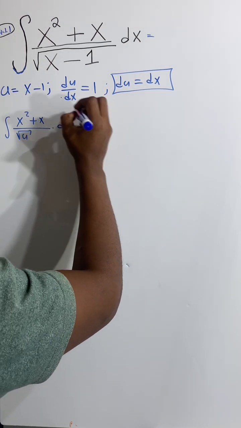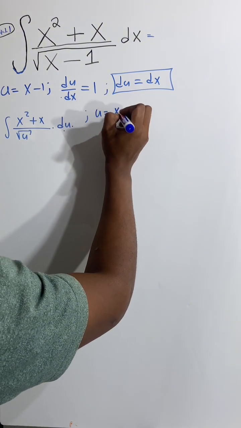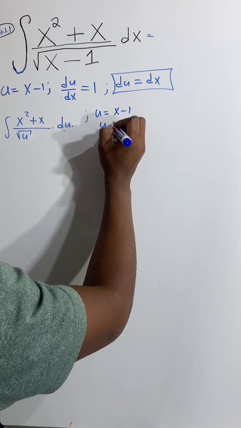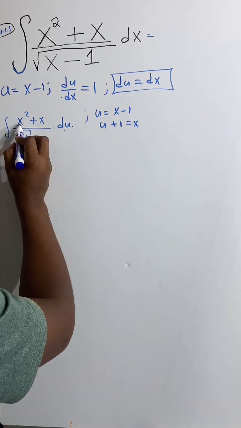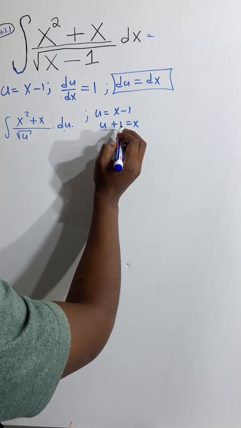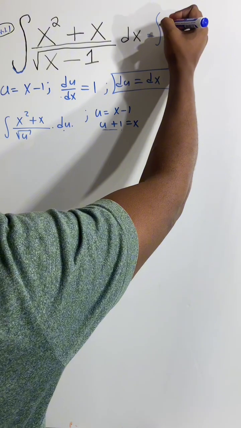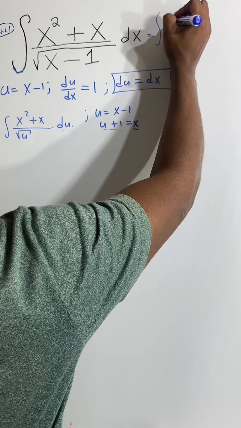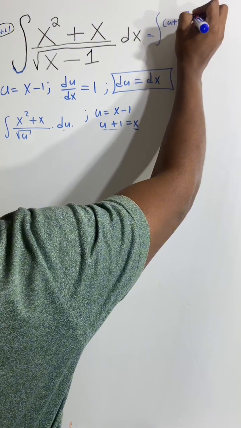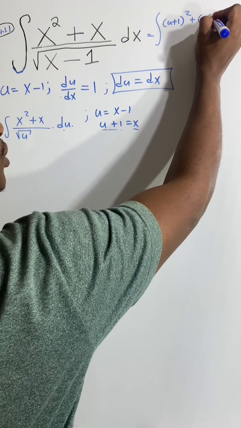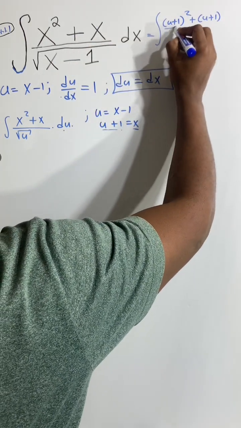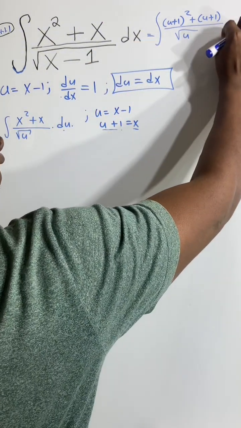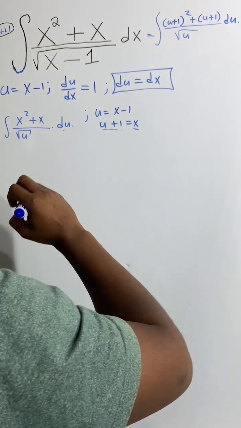Since we have u is equal to x minus 1, we take the 1 to the left and we get u plus 1 is equal to x. So in the place of that x, we'll substitute u plus 1. So our integral will be equal to, in the place of x, we substitute u plus 1, squared, plus u plus 1. In the place of x minus 1, we substitute u, du.